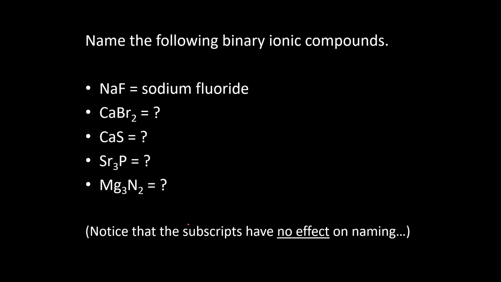So we have a few other examples here. I think I'll do one of these other ones and I'll let you practice on the next three here. So the first example is sodium and fluorine. And by the way, notice these are the same examples that we worked out the structures for in the last video. So we have sodium and fluorine. That is sodium fluoride. Calcium and bromine is the next one. Remember, we don't change the name of the metal. So this would be calcium bromide.